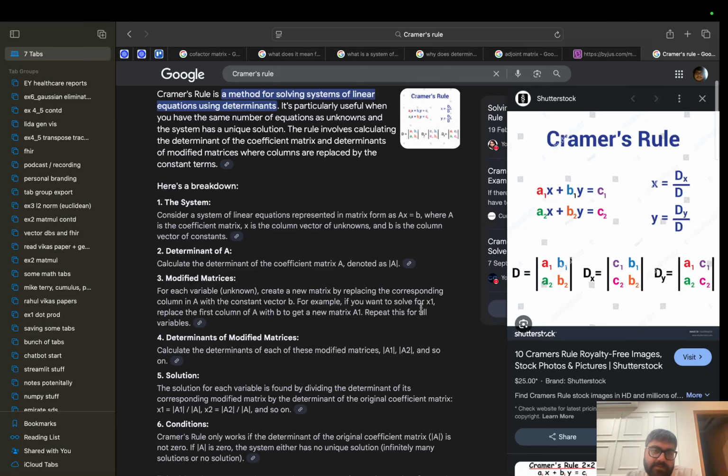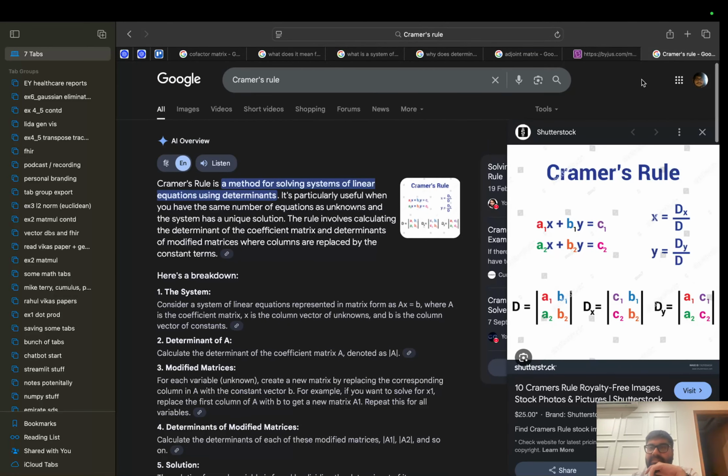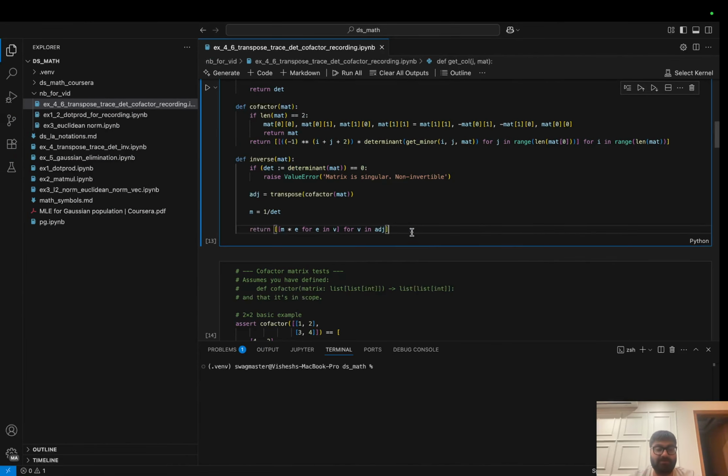Determinant of A, calculate the determinant of the coefficient matrix. Modifying for each unknown variable, create a new matrix by replacing the corresponding column in A with the constant vector B. For example, if you want to solve for x1, replace the first column. Okay, I don't want to go too deep into this, but I'm just gonna save this tab, and maybe we'll come back to Cramer's rule later. But this was fun.